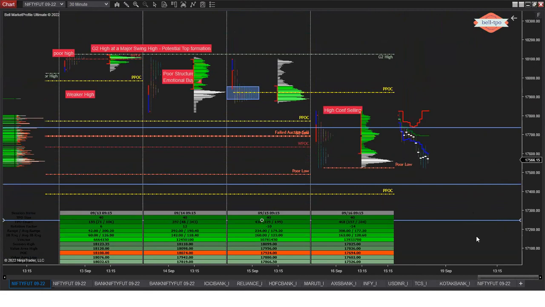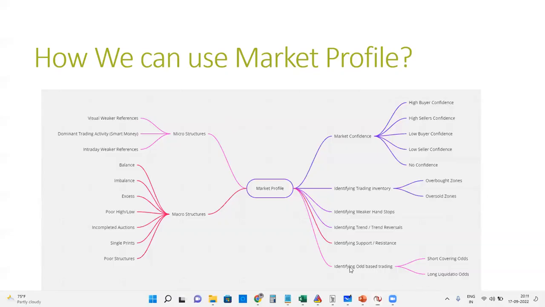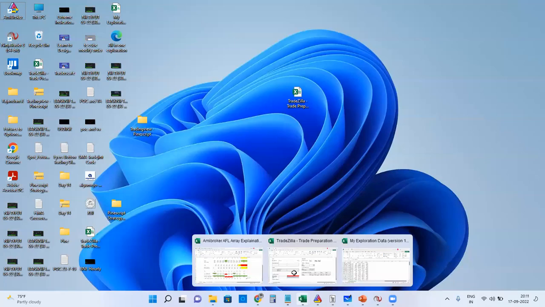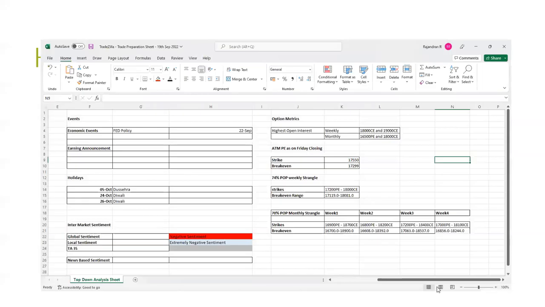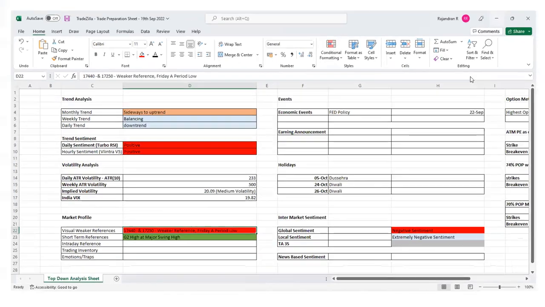In fact, I also have a sheet. I do maintain a sheet. Let me pull up the sheet here. I do record this information in the sheets. So here are the levels. If at all anything on the downside, 17,440 and 17,250 is possible in the next week. And anything on the upside, we can only expect limited upside activity.